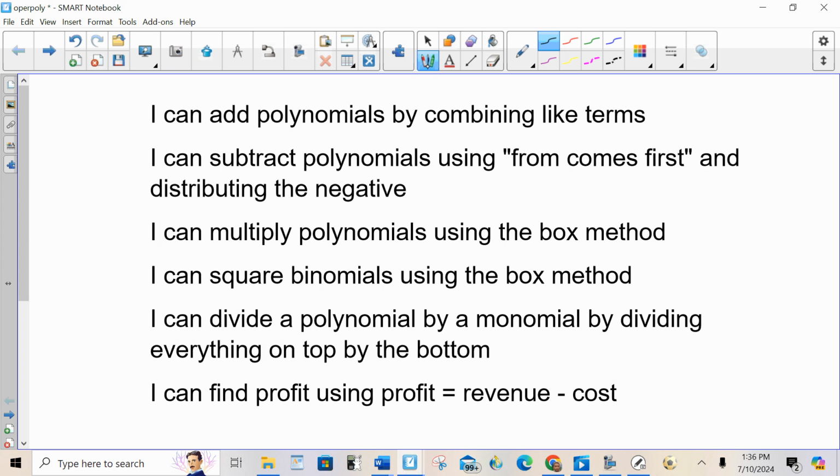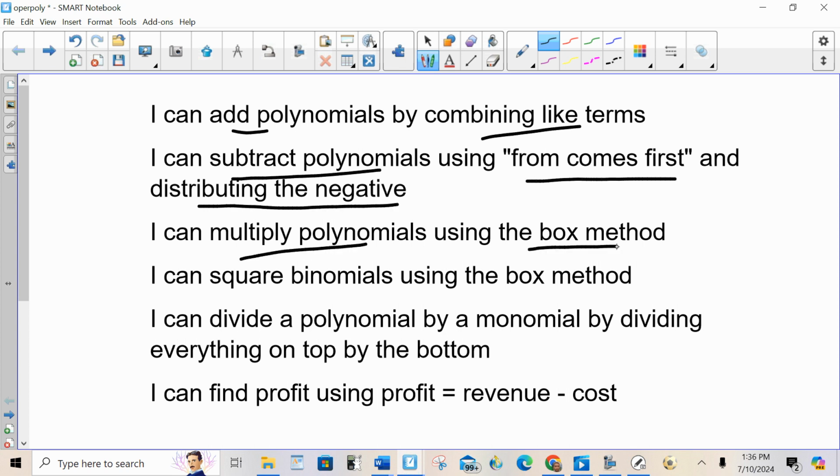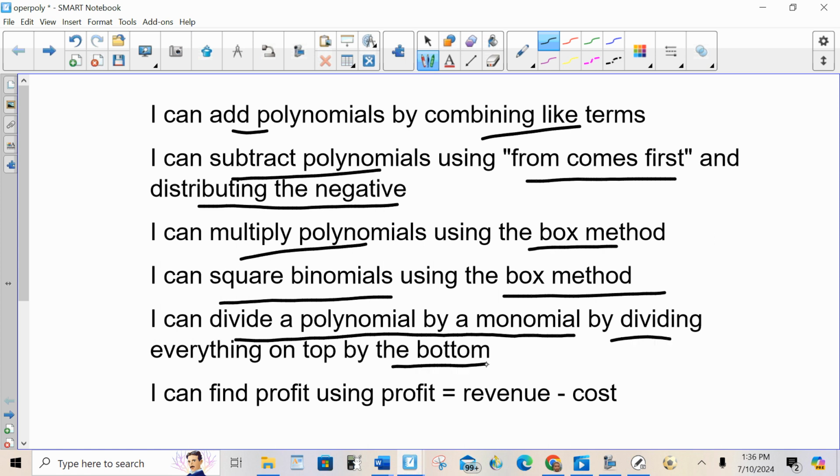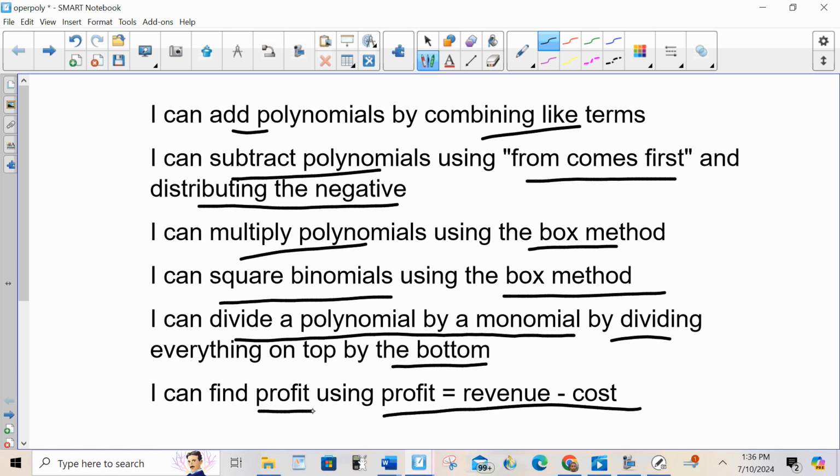I can add polynomials by combining like terms. I can subtract polynomials using from comes first and distributing the negative. I can multiply using the box method. An application of that is squaring binomials, also using the box method. I can divide a polynomial by a monomial by dividing everything on top by the bottom. And I can find profit using profit equals revenue minus cost.